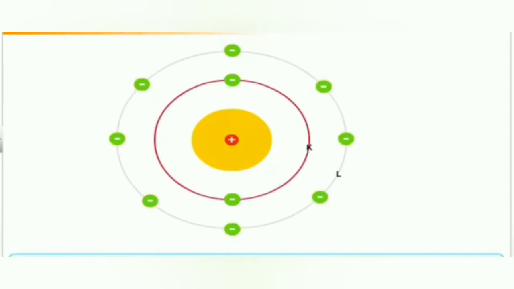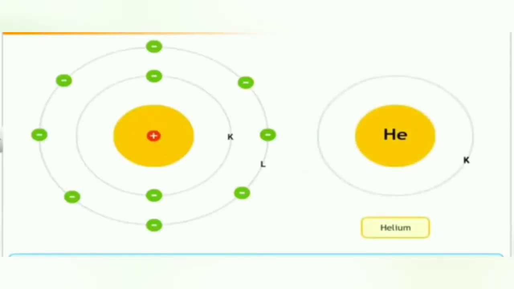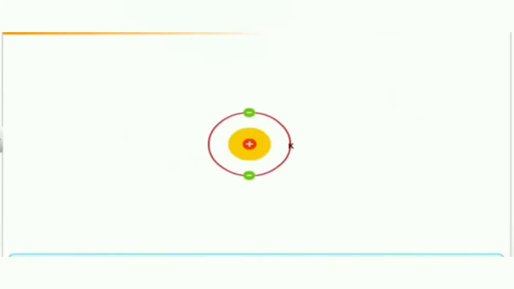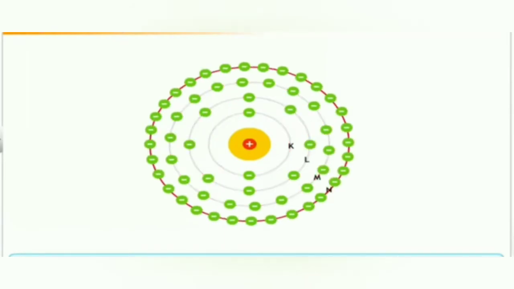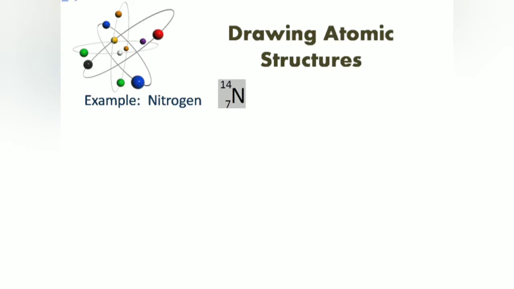If the outermost shell is the first shell or K shell, then it can hold only 2 electrons. For example, helium has only one shell in its atom and is stable. Electrons in an atom do not occupy the new shell unless all the inner shells are completely filled. Keeping all this in view, you can easily draw atomic structures of various elements.